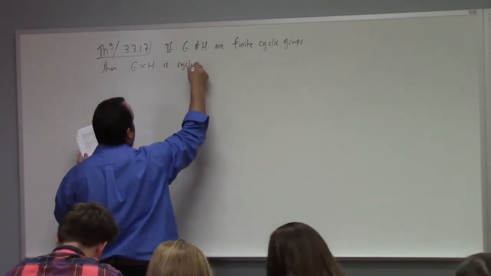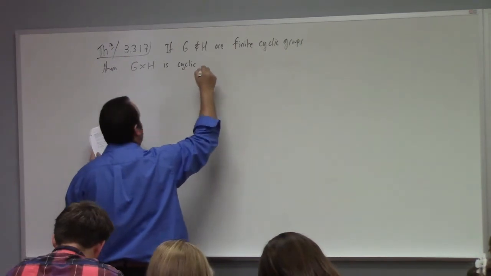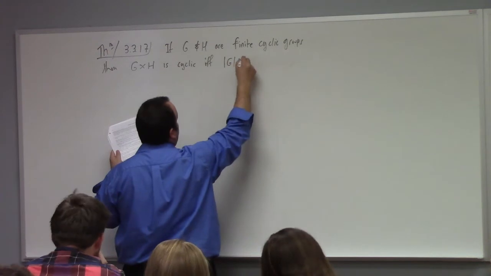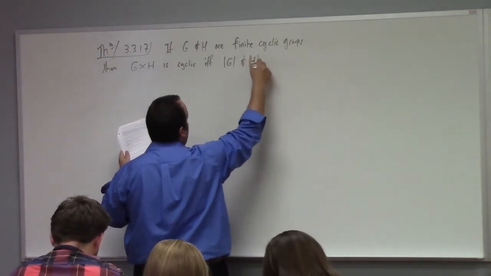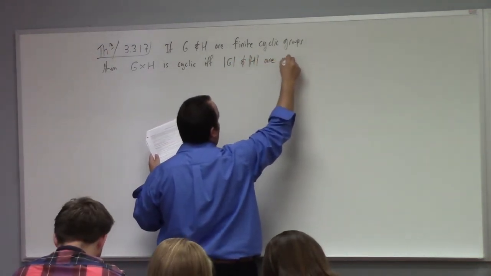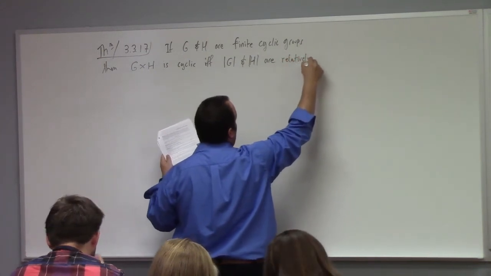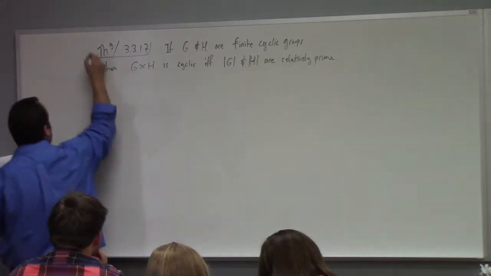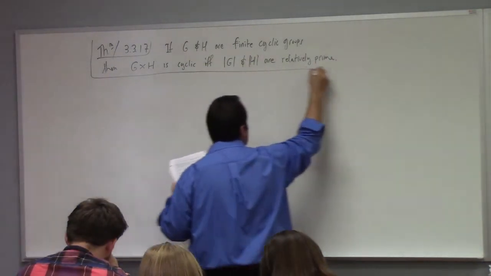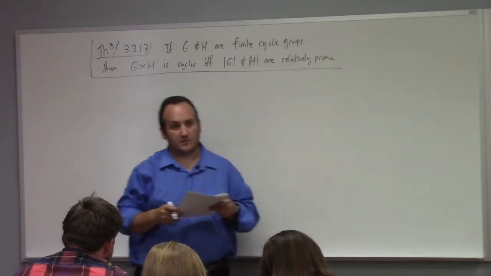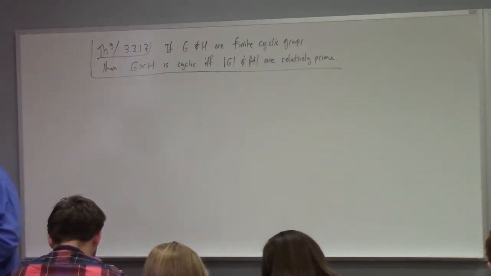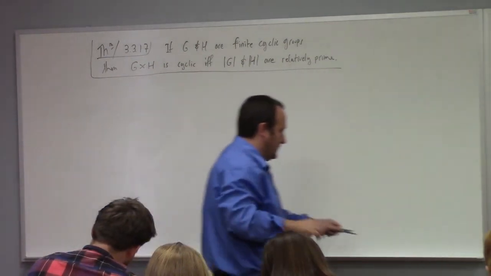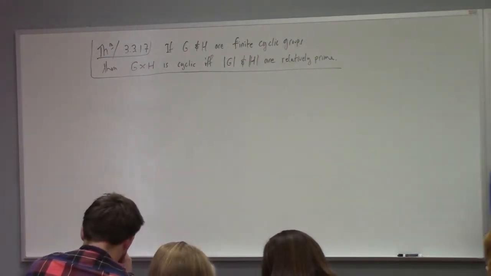The product group of G and H is cyclic if and only if the order of G and the order of H are relatively prime. So, in other words, the direct product of relatively prime order cyclic groups is itself a cyclic group. And that's an if and only if result also. All right, so the proof is two parts.